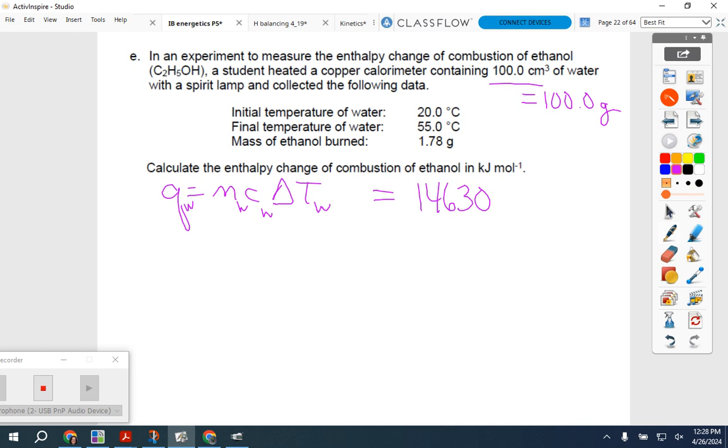So if you look in your data booklet, you will see that the specific heat of water is given to you as 4.18. One of the options is joules. Sorry, I should write it the way they do it. Joules, capital J, that's our unit for energy. Gram to the -1. And is it K or Celsius? Yep, K.